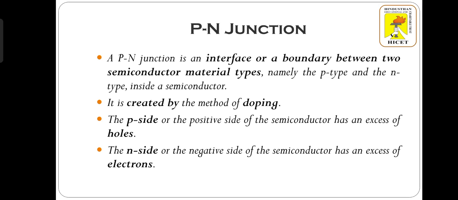The p side, or the positive side of the semiconductor, will have the majority carriers of holes and minority carriers of electrons. The n side, or the negative side of the semiconductor, will have the majority carriers of electrons and the minority carriers of holes.